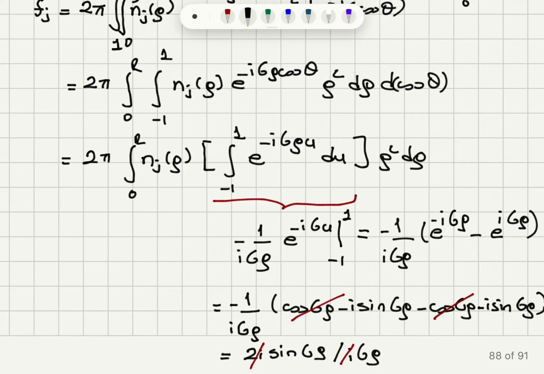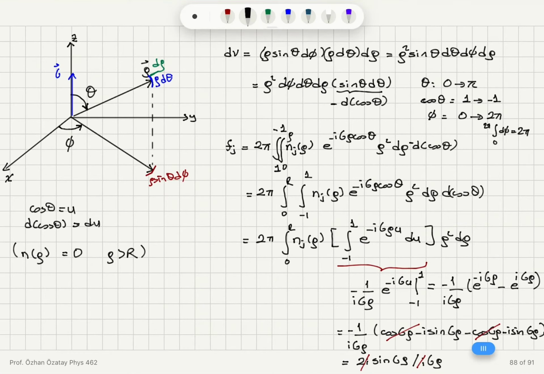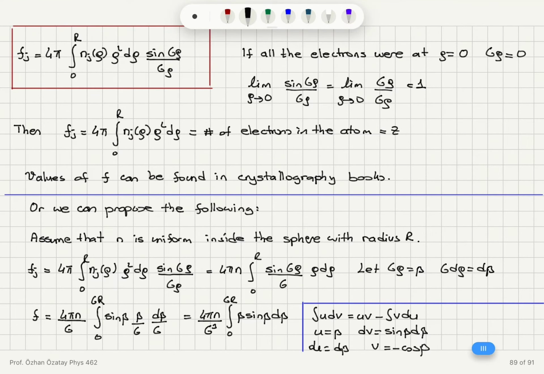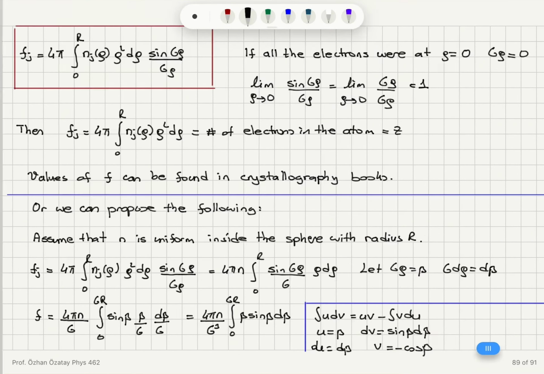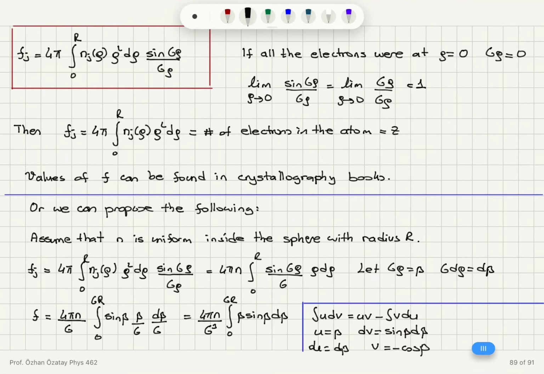But because of the minus sign, I would have minus cosine 0 minus i sine 0. Cosine zeros will cancel, and I'm left with minus 2i sine 0, but because I have a minus sign at the beginning, the minus sign disappears, so I have 2i sine g rho divided by i g rho. Therefore my integral, because I have this additional 2 here, this 2 pi becomes 4 pi, the integral becomes 4 pi from 0 to r of n_j of rho, rho squared d rho, sine g rho divided by g rho.